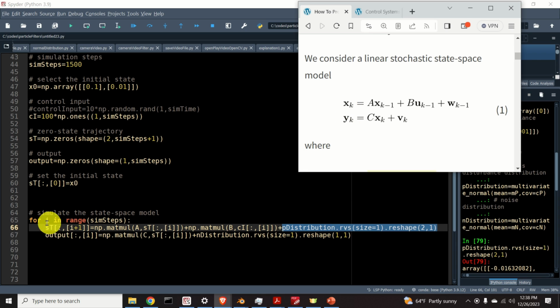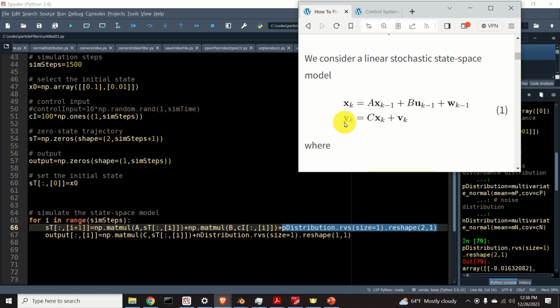xk over here is this part over here. xk minus 1 is this entry over here. And this expression, numpy.mat multiplied by A, is actually this multiplication. Similarly, this part corresponds to B times uk minus 1. And over here, wk minus 1 is simulated like this. We simply draw a sample from our process disturbance distribution.